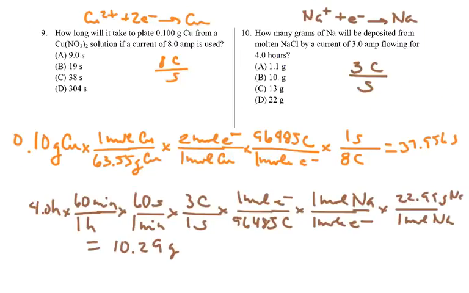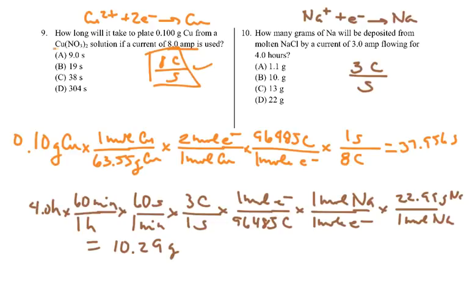Okay, number 9 and 10, these are calculations. First off, how long will it take to plate 0.1 grams of copper from a copper nitrate solution if the current is 8 amps? Well, current is 8 amps. We're going to turn that into the idea that there's 8 coulombs per second. That's what amps mean, is that we're going to have a circuit where 8 coulombs of charge go through the circuit every second. So 8 coulombs per second, we'll need that.